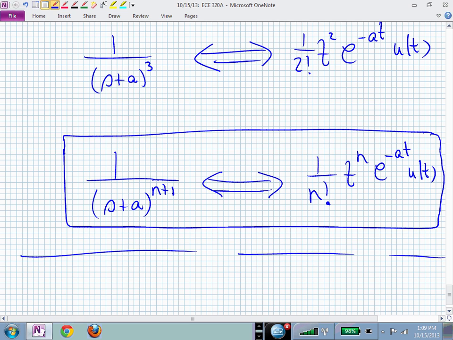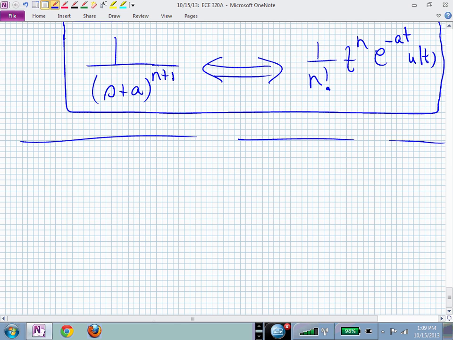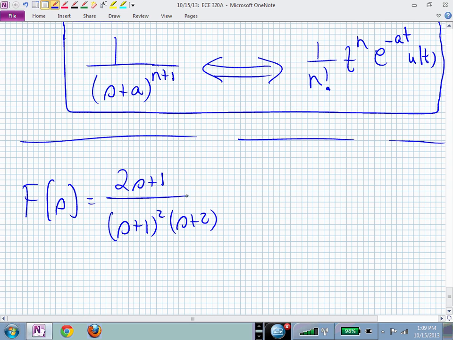Let's now get back to the example that we left, and that was this F of s equaling 2s plus 1 over s plus 1 squared s plus 2. How many poles do you have in that expression? It's not really a trick question, but it could trip you up a little bit. There's actually three, right? It's a third order. You have two of those poles sitting on top of each other, one at -1, another one at -1, and one at -2. You have three poles.